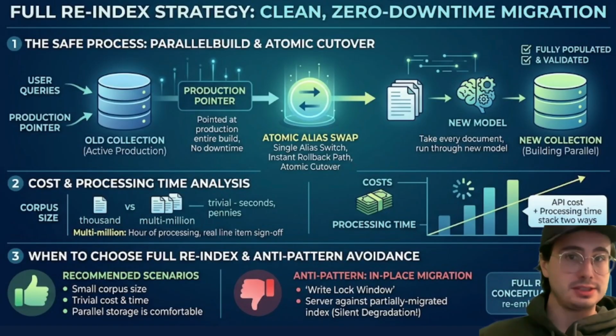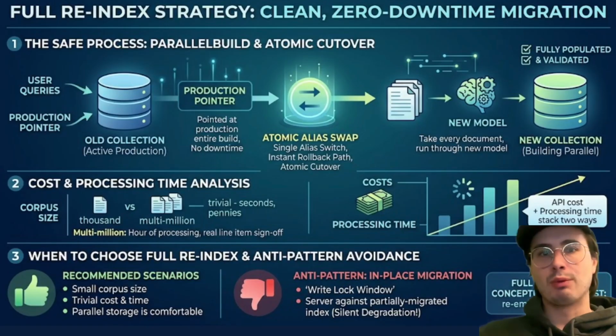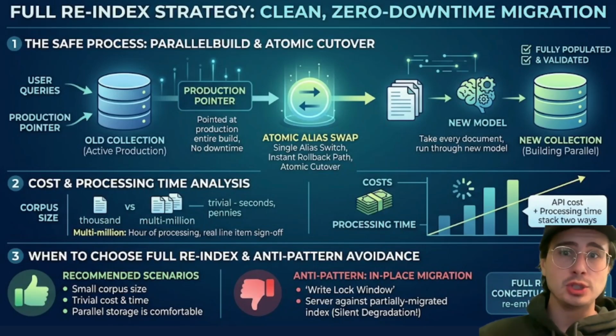And that gives you two things: an instant rollback path if something's wrong with the new index, and a clean way to avoid downtime. So you keep production pointed at the old collection the entire time the new one is being built, and once it's fully populated and validated, you cut over atomically in a single alias swap, not a gradual transition. And most vector databases support exactly this kind of collection alias pattern for zero downtime cutovers.